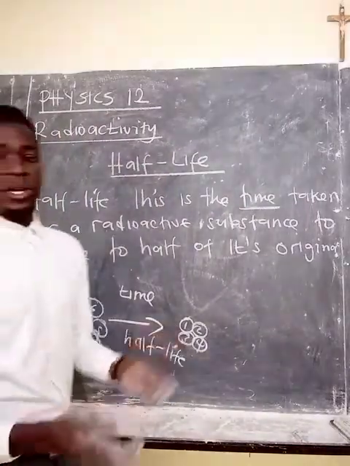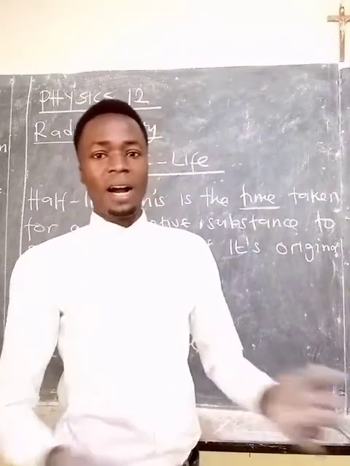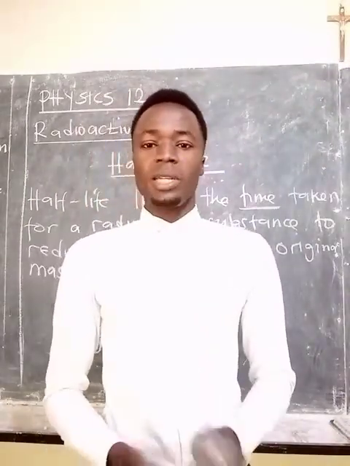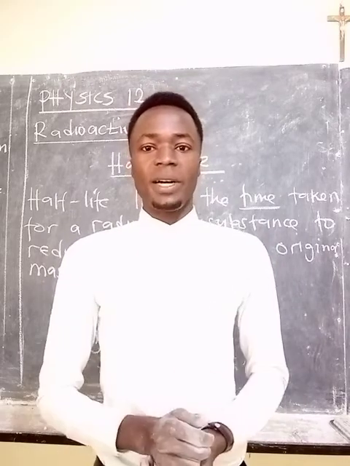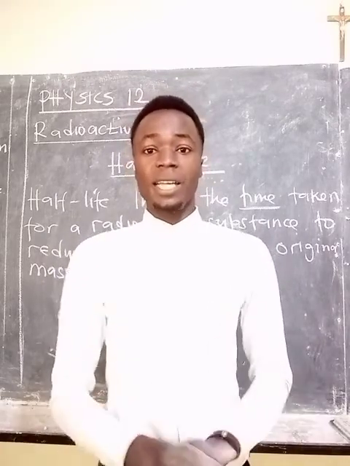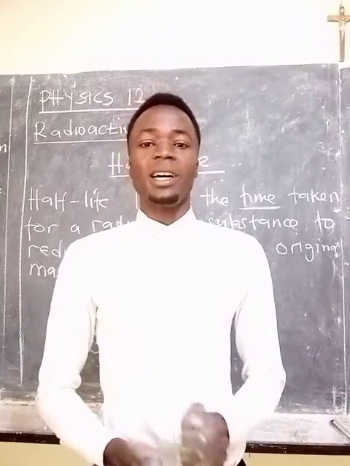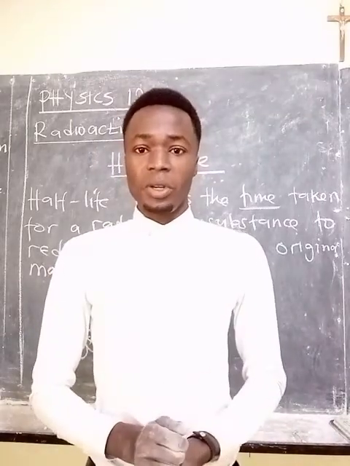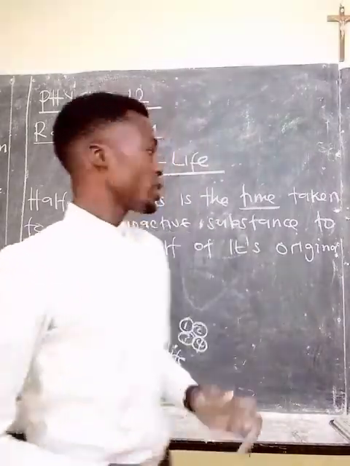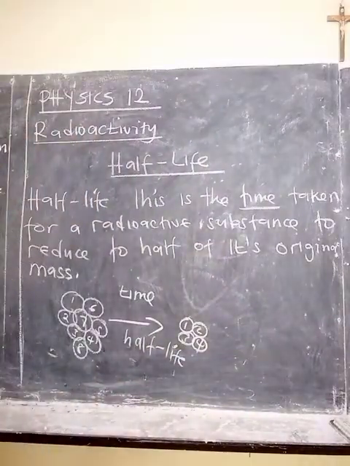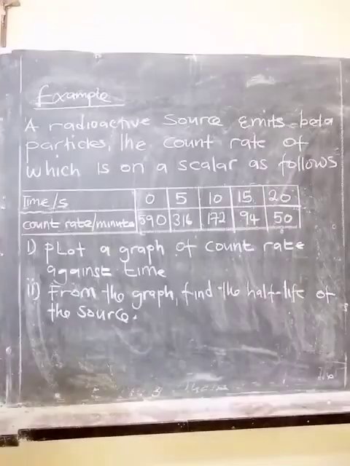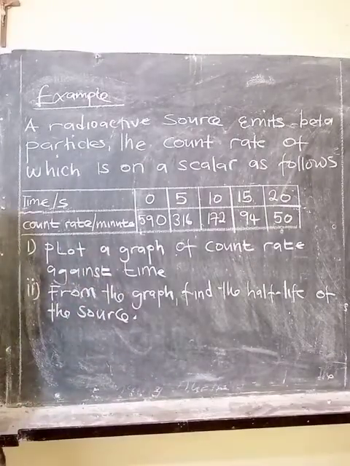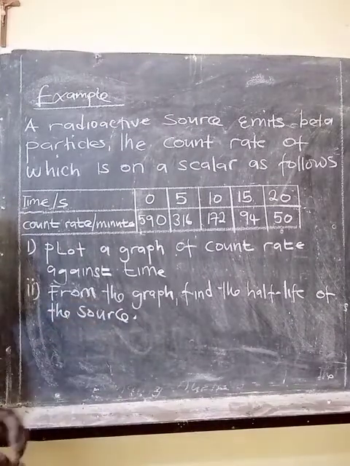Then there are so many ways of finding half-life. We'll start with what we call the graphical method, whereby we are given some values, then they ask you to find the half-life for that radioactive sample. So that's what you're going to start with, finding the half-life of a radioactive sample by using a graph. Okay, so a good example of how we can find the half-life.